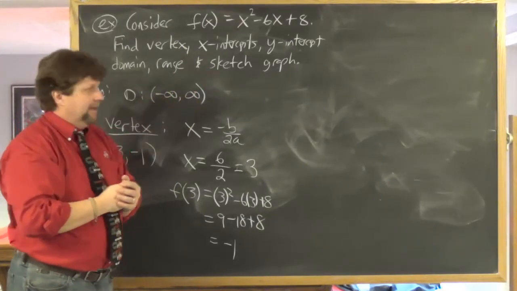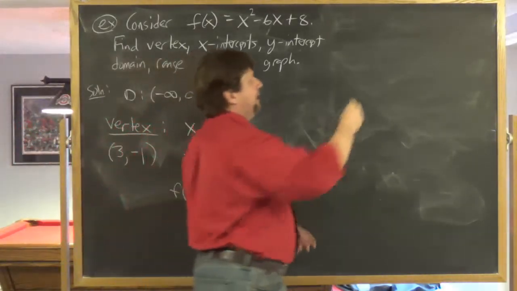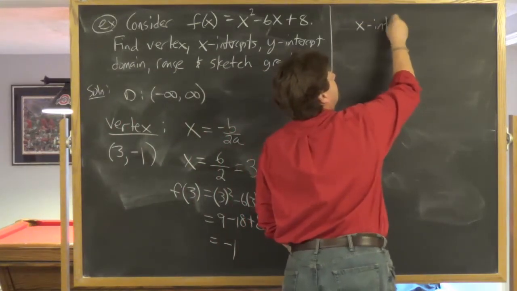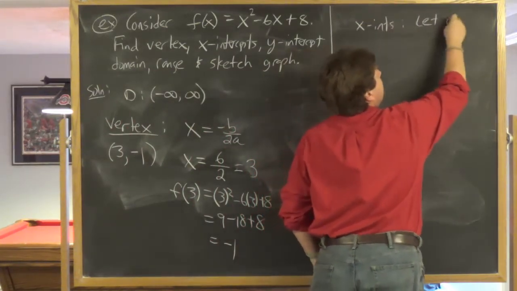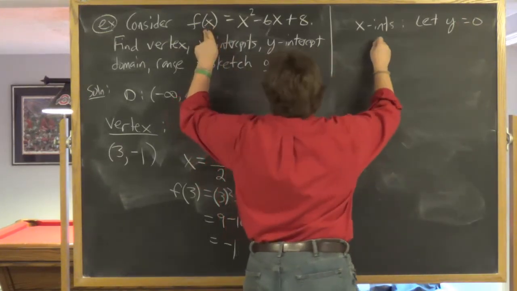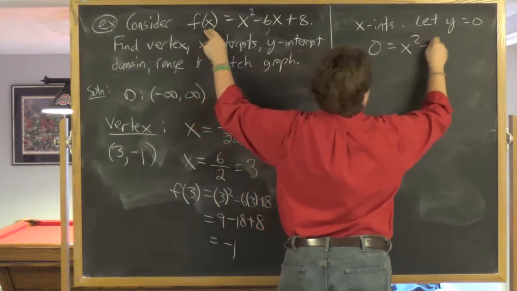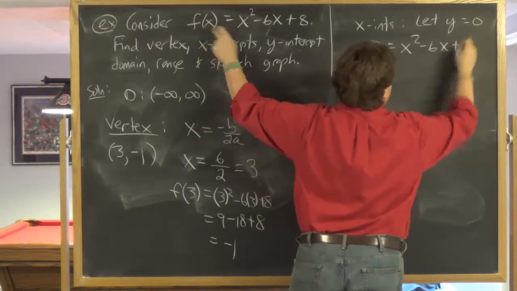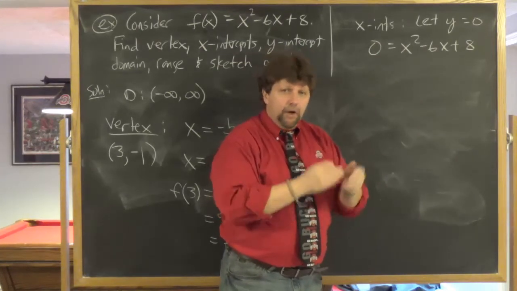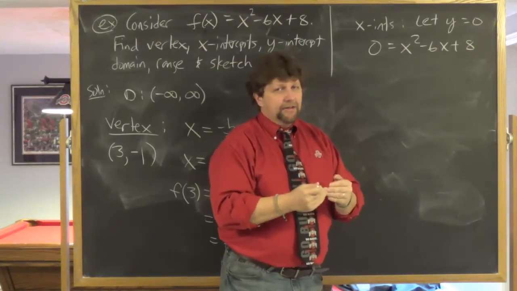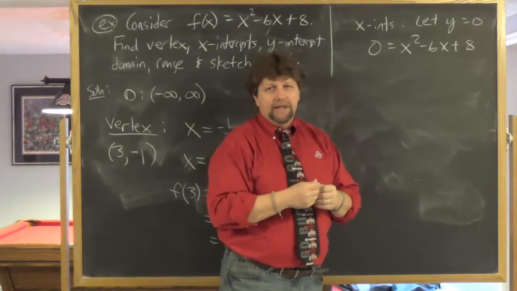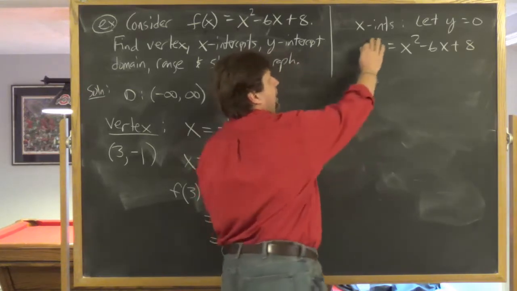Let's find the x-intercepts next. Remember, to find the x-intercepts, you let y equal 0. So we toss 0 in for f of x, and we have to solve that equation. I hope it factors, because if it doesn't factor, I'm going to have to probably head off and think about the quadratic formula. We're going to be seeing that coming up, not right now.